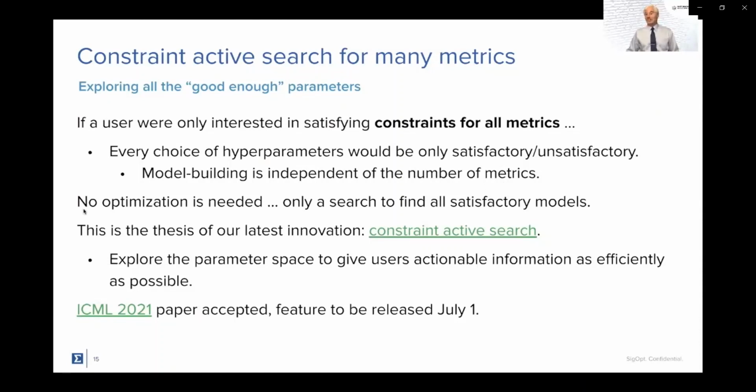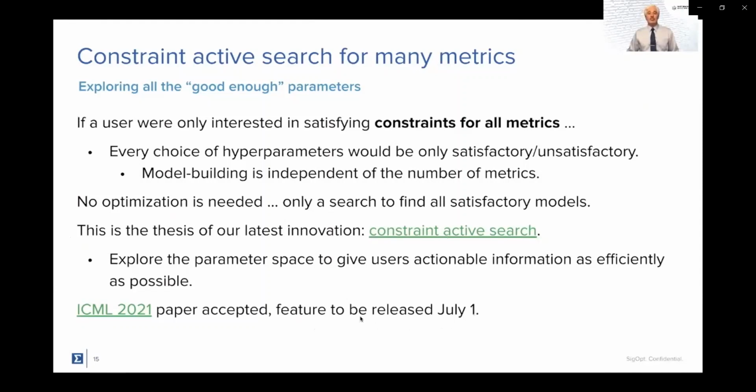The result of this is that, in fact, no optimization is needed at all. In fact, we only require a search of the parameter space to find all satisfactory models. This is the idea behind our latest innovation, Constraint Active Search. You can read a workshop paper about it right now, and soon the ICML proceedings will be published, with the feature to be released on July 1st.